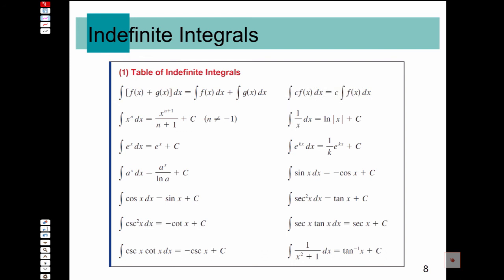Again, these are things that you should ultimately commit to memory so that you can readily compute indefinite integrals when you need to. We will focus primarily on things like the power rule here, the exponential functions, the logarithmic functions, and simple trigonometric functions like sine x and cos x. These other trigonometric functions we will typically use less often in this course.